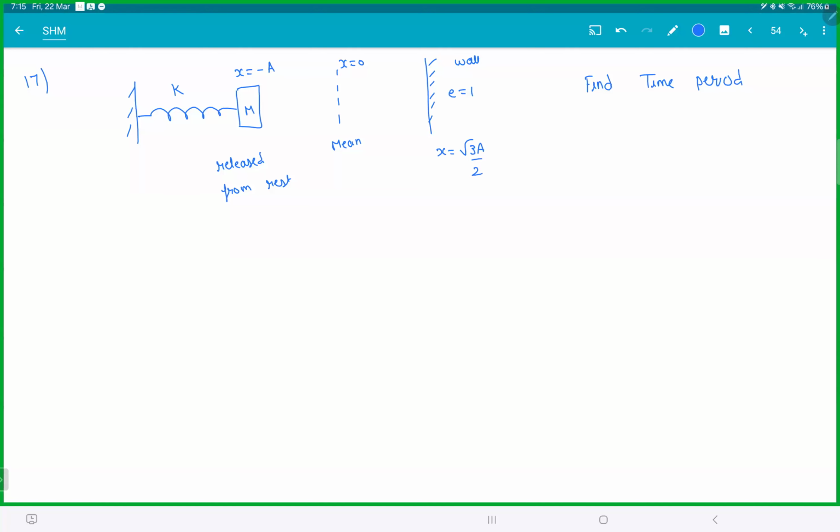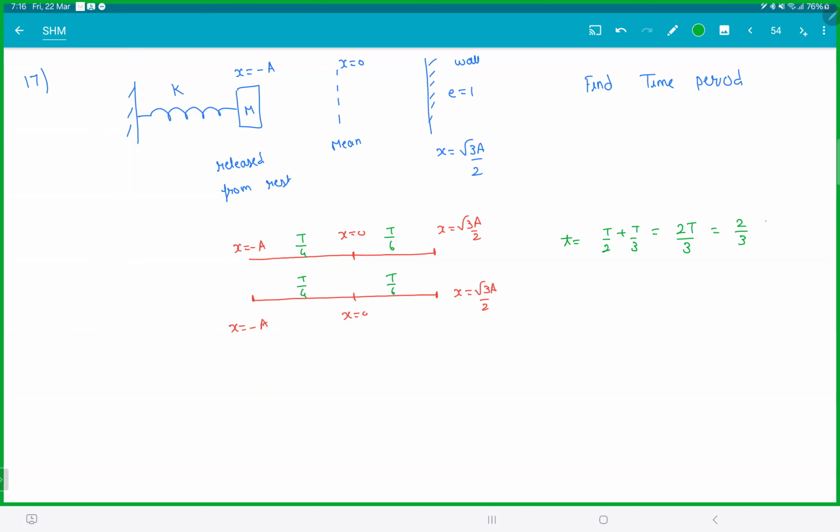Let's see. The idea here is, if you look at the motion, you're going from x is equal to minus a, to x is equal to 0, to x is equal to root 3a by 2, and again you're coming back. Remember last class I told you, remember the table. From minus a to 0, the time taken is T by 4. From 0 to root 3a by 2, time taken is T by 6. So the total time will be T by 2 plus T by 3, which is 2T by 3.